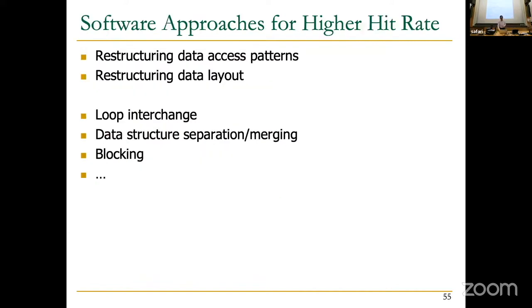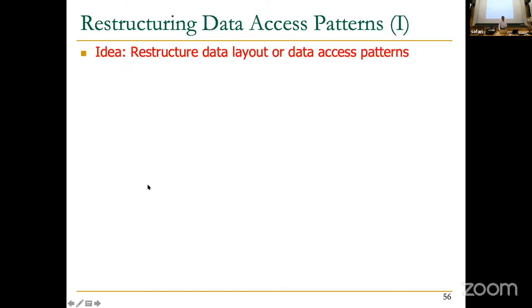Let me give you some examples. You can restructure your data access patterns such that they're friendly to the replacement policy, for example. They're friendly to the set associativity, for example. You don't thrash the sets. They're friendly to the cache size. You can restructure your data layout. And there are a bunch of techniques. We're going to talk about blocking first. Okay, so how do you restructure data access patterns? The idea here is very simple. You either restructure the data layout or the data access patterns.